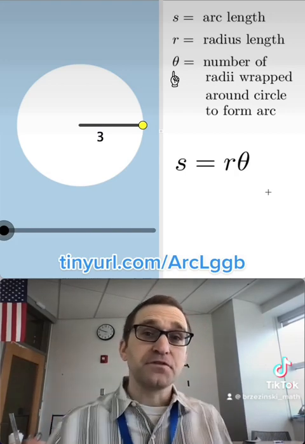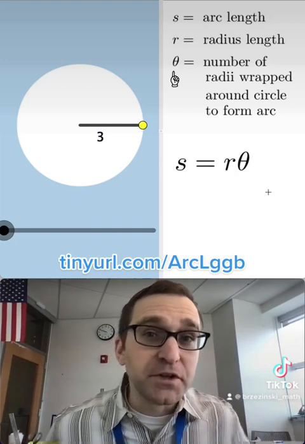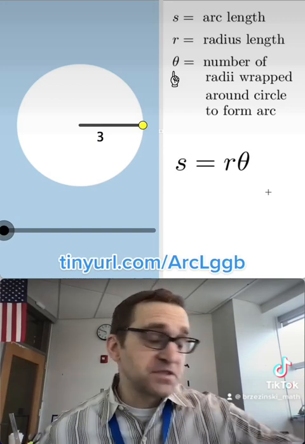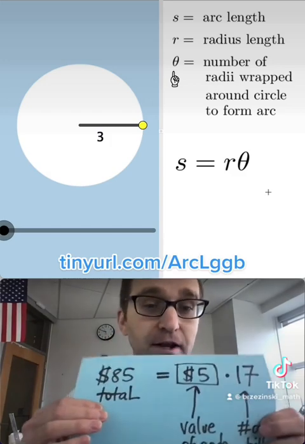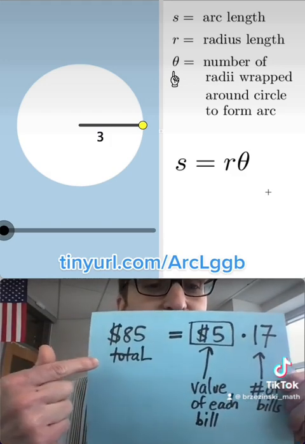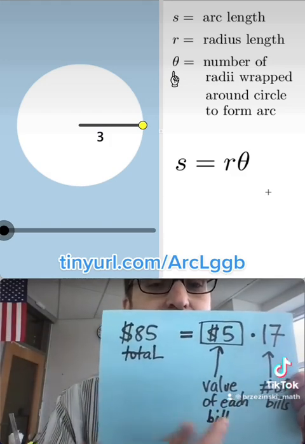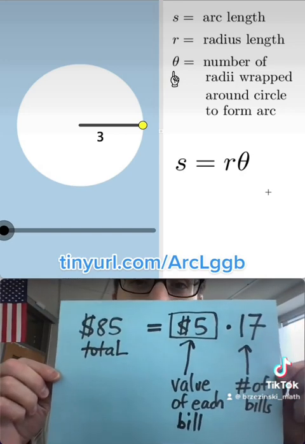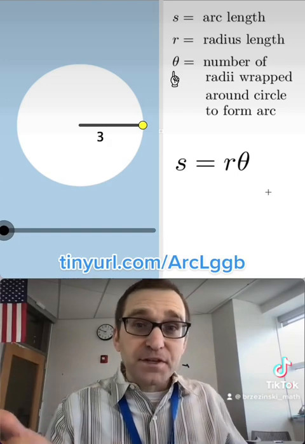If you ask a fifth grader, how many $5 bills does it take to make $85? They could figure it out and tell you 17 bills. You just got to divide, right? Look at this. So $85 total. I take the value of each bill and multiply it by the number of bills that I have, right? Simple math. It's the same simple math that's right here.